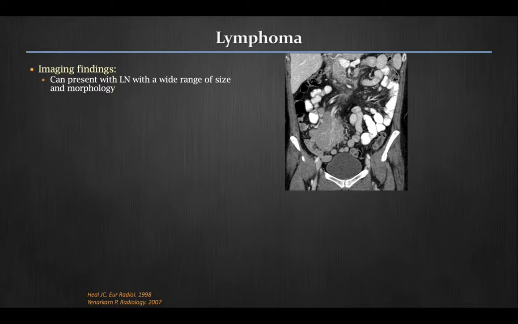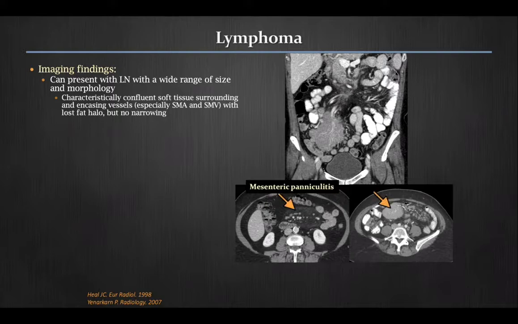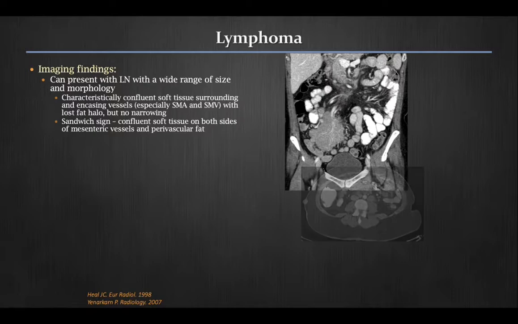So the findings here and in most cases of lymphoma are lymphadenopathy across a variety of different locations, and the lymph nodes can take on a variety of different sizes and morphology. In the mesentery, it's characteristically these confluent soft tissue masses that surround and encase the mesenteric vasculature, and you'll notice, comparing mesenteric panniculitis on the left to the case of lymphoma on the right, there is no such fat halo like you see on the left side image. The soft tissue extends right up to and around the vasculature and classically encases but does not narrow the vessel in spite of long segment soft tissue contact.